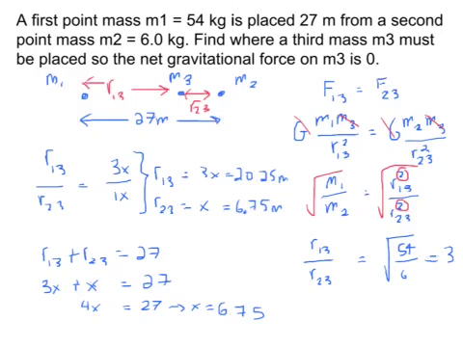And you can verify that these two distances are correct by coming back to this equation. Substitute in for M1 and R13, use this value for R13, substitute into M2 using 6, and R23 using 6.75, and make sure that the left side and the right side are in fact equal. And that is how you solve.